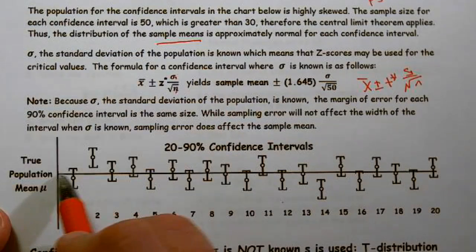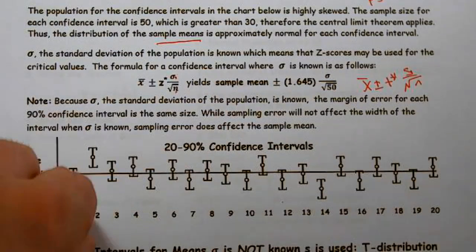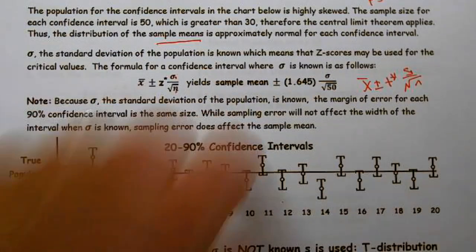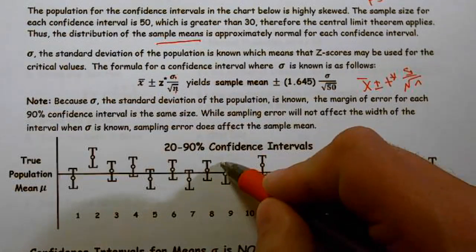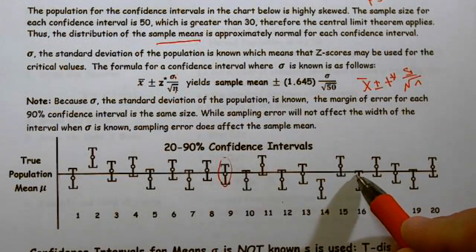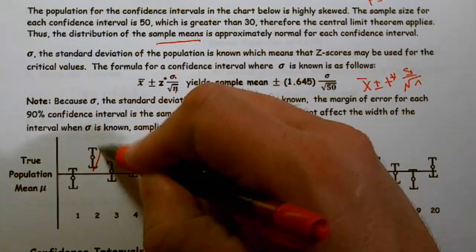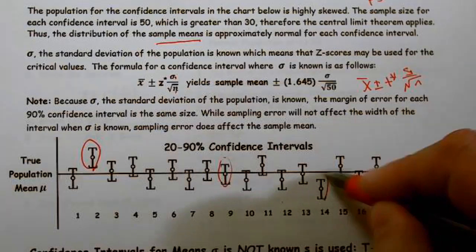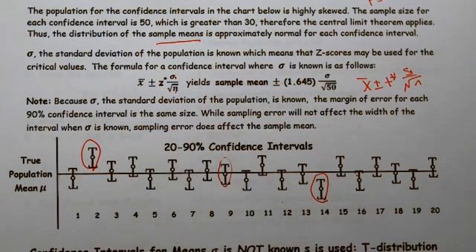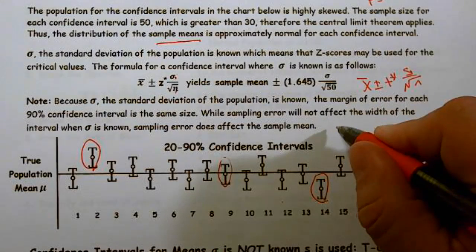Well, if we let this line represent the true population mean, and these are intervals, some intervals are close to being centered, like this is close to being in the middle. Some barely capture it, like this one barely captures it. And there are 20 of them, and it turns out 90% of the time we expect to capture it, which means 10% we don't. Or we would expect to.